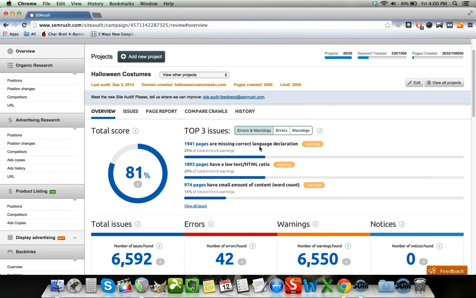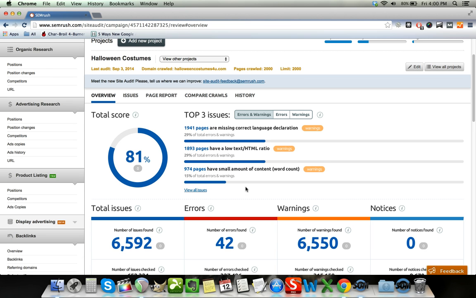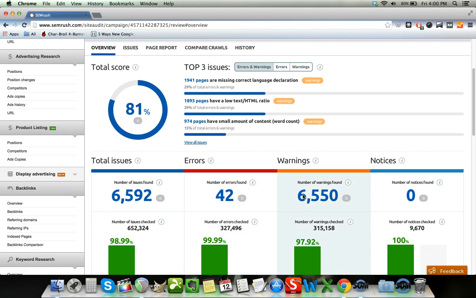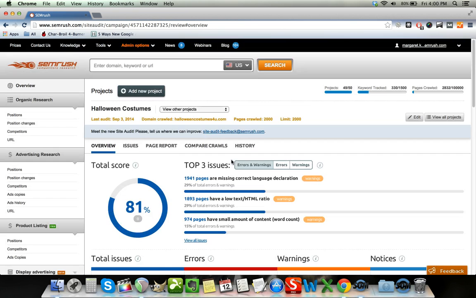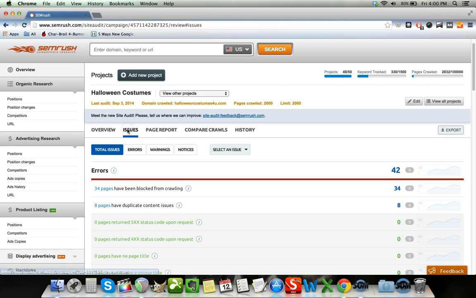We have our top three issues. 1,941 pages are missing correct language declaration. 1,893 have a low text to HTML ratio. 974 pages have a small amount of content, or a small word count. So we have a total number of issues, errors, and warnings. And if I click through to the issues, I can see exactly where and what they are.